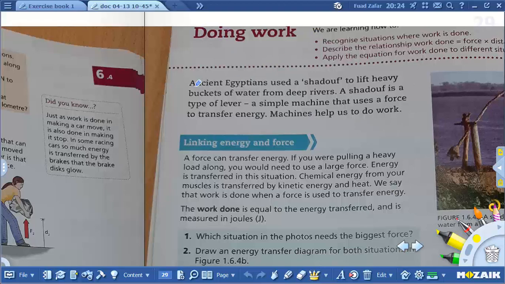Doing work. An ancient Egyptian used a shadoof to lift a heavy bucket of water from a deep river. A shadoof is a type of lever, a simple machine that uses a force to transfer energy. Machines help us to do work. That means a simple machine is a handmade machine which helps you to do work.